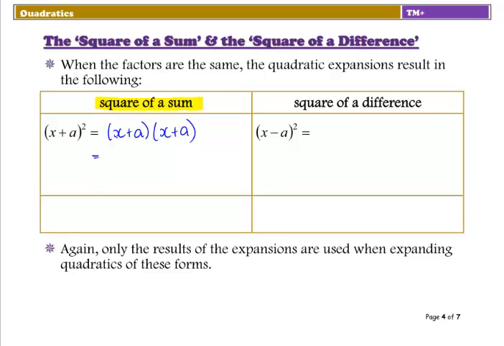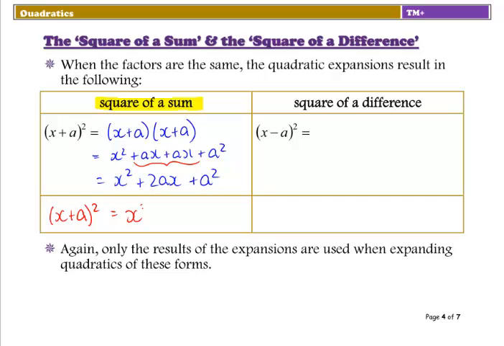Okay? Expanding that out, x times x is x squared, x times a is plus ax, a times x is plus ax, a times a is plus a squared. Collect like terms in the middle here. So I have x squared plus 2ax plus a squared. So my square of a sum can be simplified as, if I have x plus a all squared, it's simply my first term squared plus 2 lots of my terms multiplied by each other plus my last term squared.